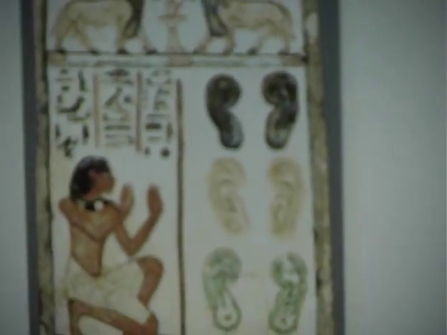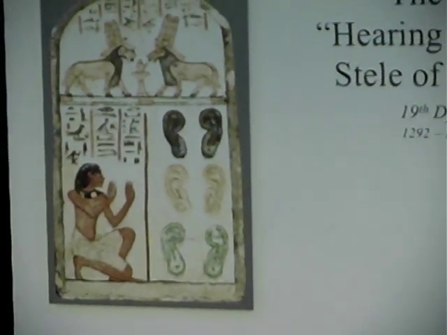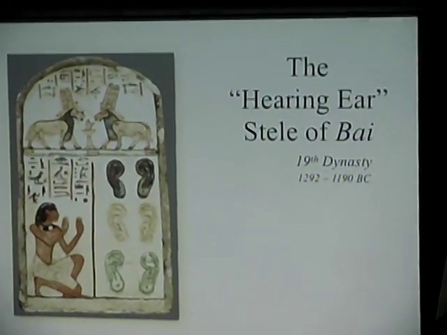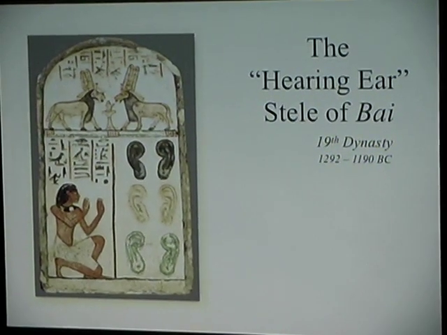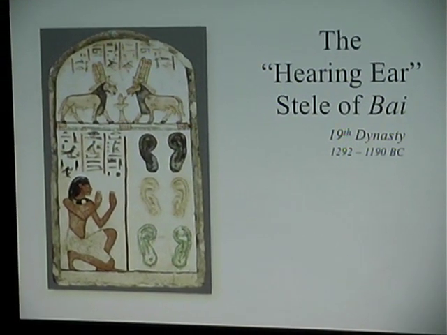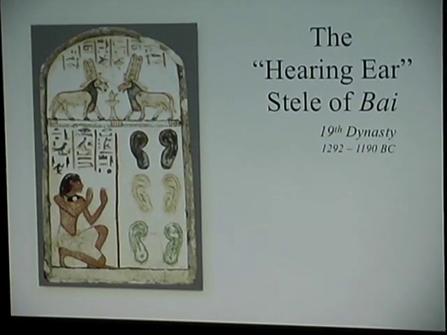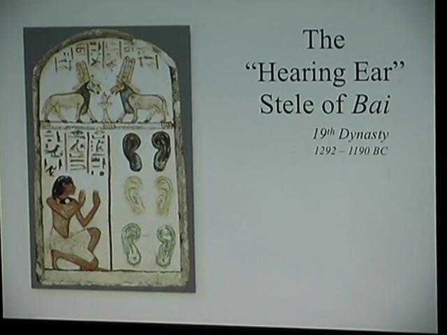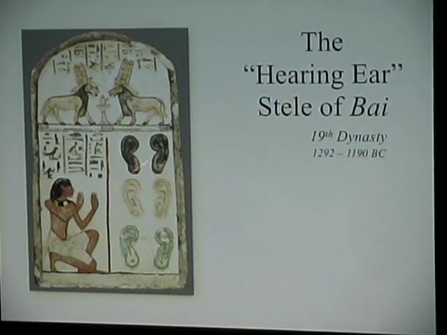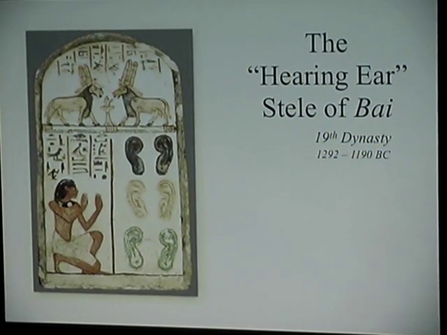Here is called the hearing ear stela of Bai, 19th dynasty. Ordinary citizens, if that's the right term, were not allowed into the temples. It's not like modern churches and so forth. But if you wanted to speak to your favorite deity, you could go around back of the temple on the other side of the most sacred room, and there would be a stela like this, and you see there are ears, and you can talk to the ear.